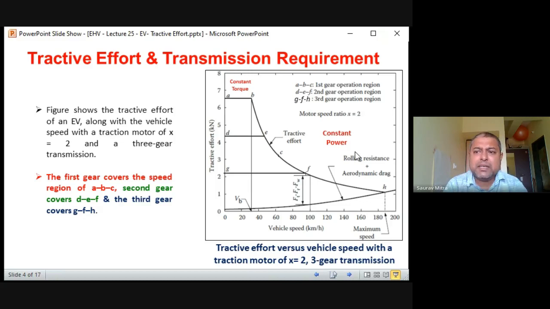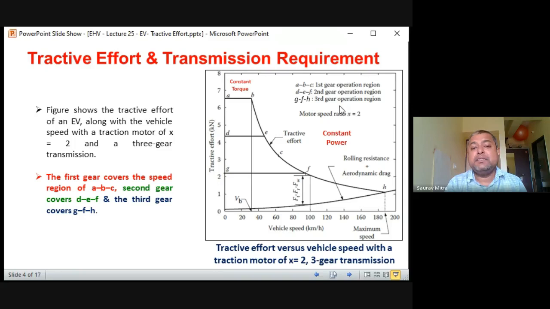The power is the same, but torque is reducing, speed is increasing. So this is the graph you have to understand, and what is this graph? This is said to be a tractive effort. So these are all the tractive efforts. This is the tractive effort, and this is also the tractive effort which is increasing with respect to increasing speed. Torque is reducing, power is constant outside this region. So tractive effort versus vehicle speed with a traction motor of x is equal to 2.